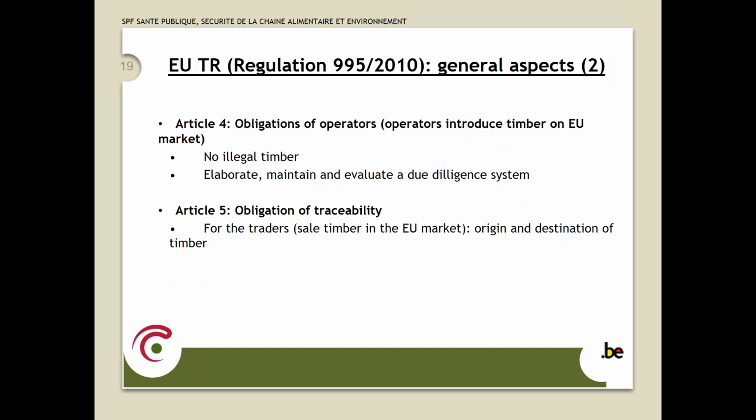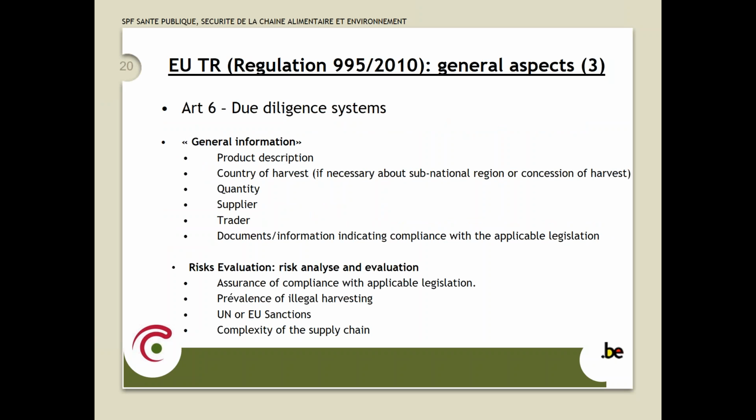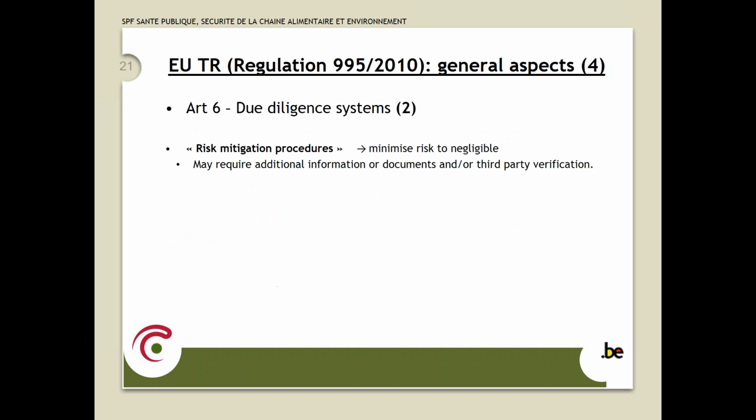Next slide. And Article 6 describes the due diligence system. I don't think I have to explain it any deeper. So it states that you have to gather information, evaluate and mitigate the risk. Next slide.